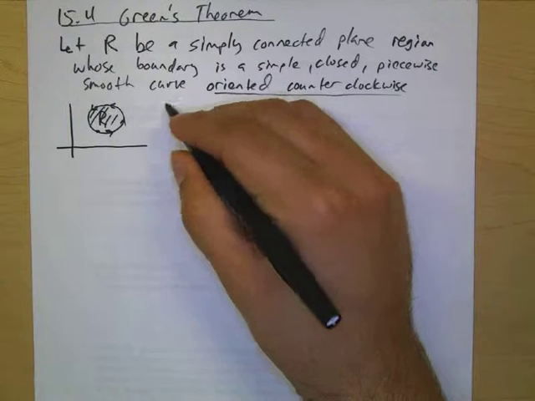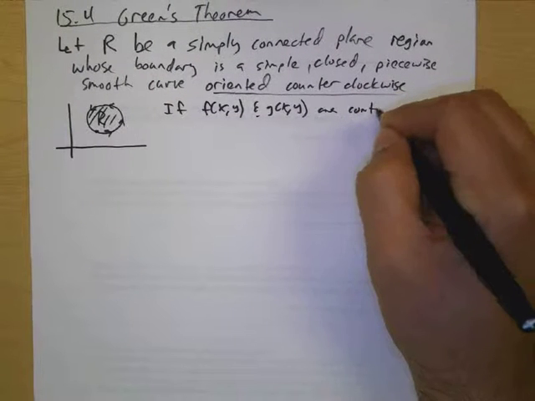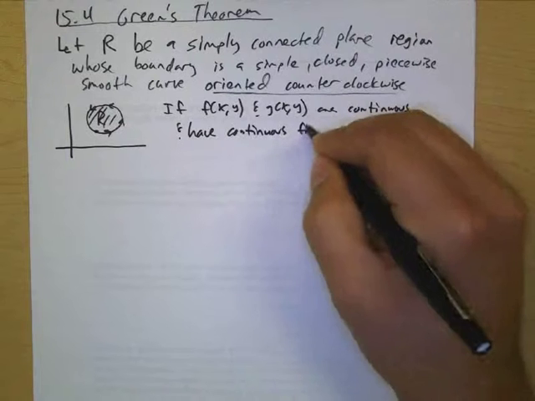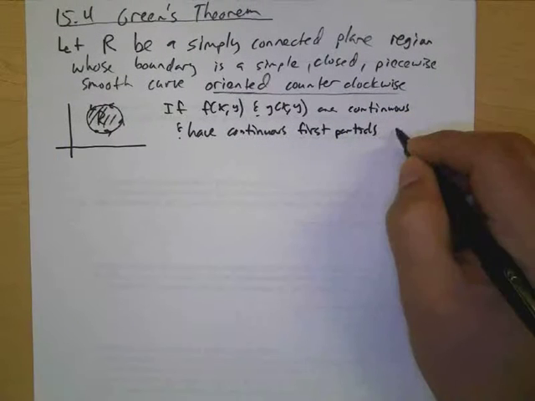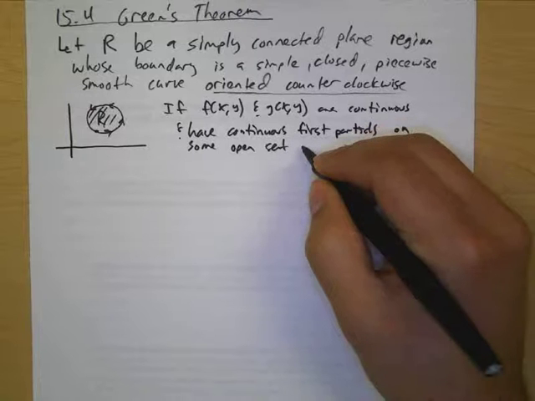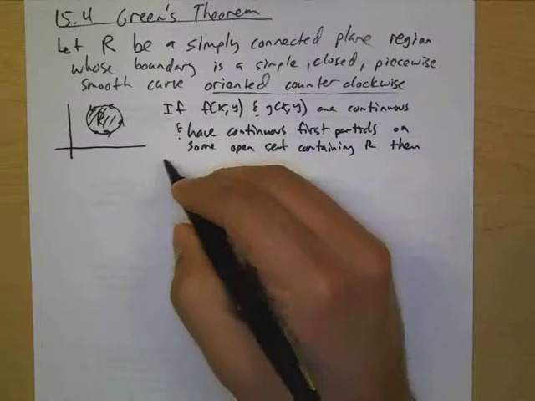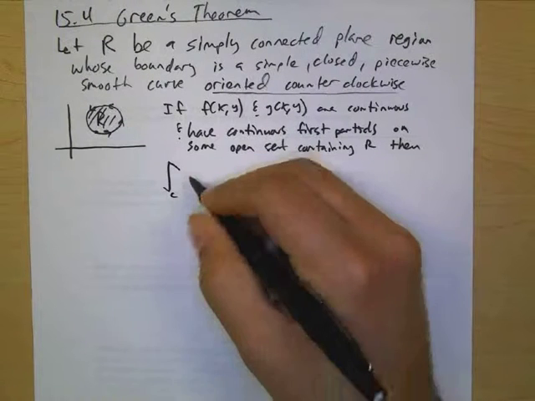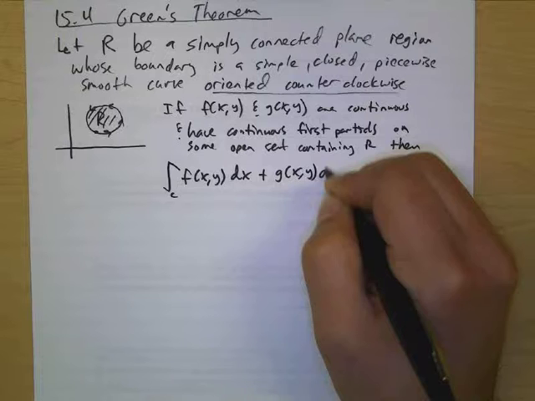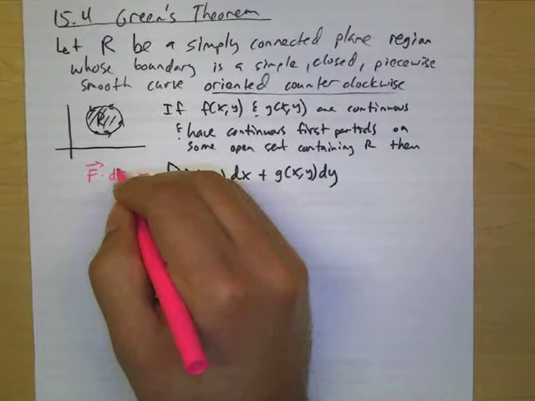Now, if f of x y and g of x y are continuous and have continuous first partials on some open set containing R, then the line integral of f of x y dx plus g of x y dy, which, by the way, is one way to evaluate F dot dr, right? So don't forget that.